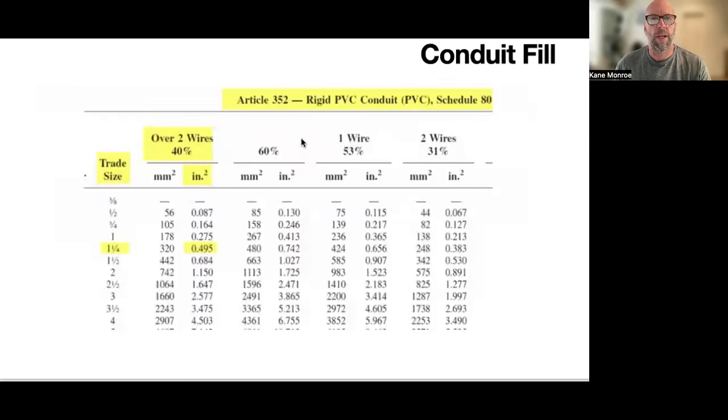So here again, we go to PVC, schedule 80. Watch that on PVC. It's schedule 40 or schedule 80. And here again, we've got to go down to something that's bigger than 0.35. And we find it's 0.495, come across, and it's 1.25 inches. So that's how we find our conduit size.